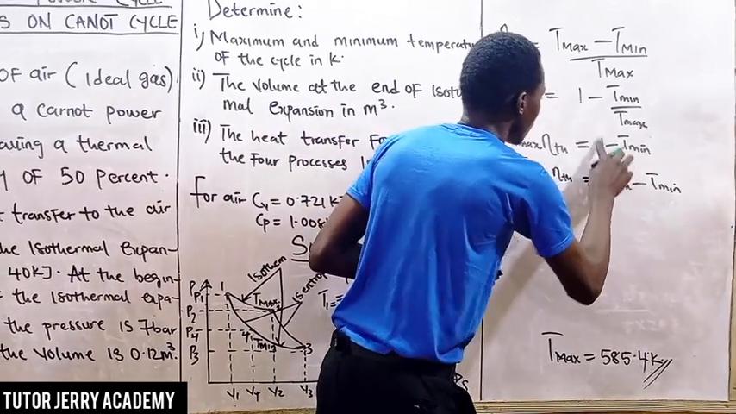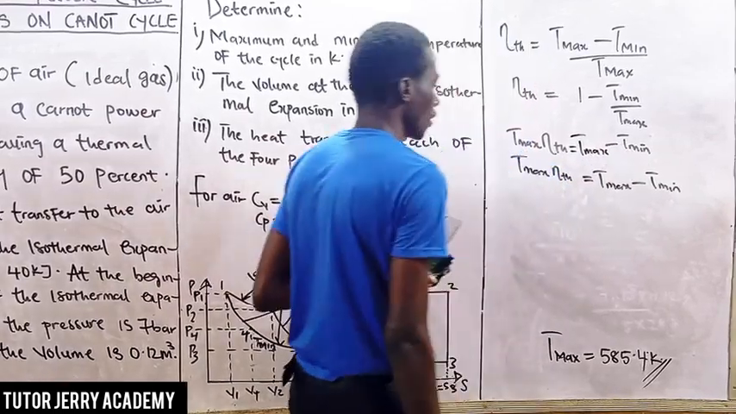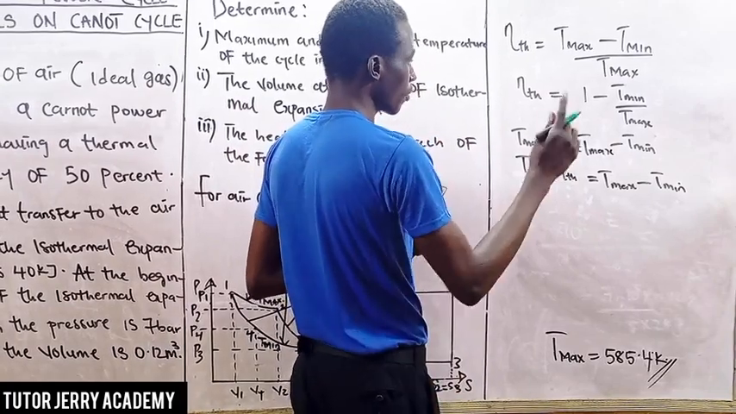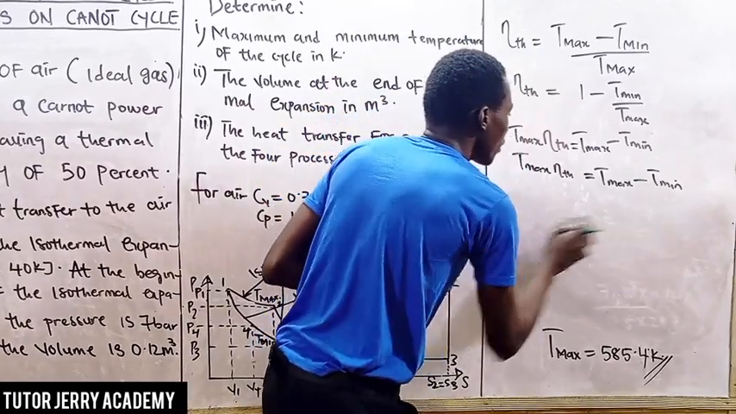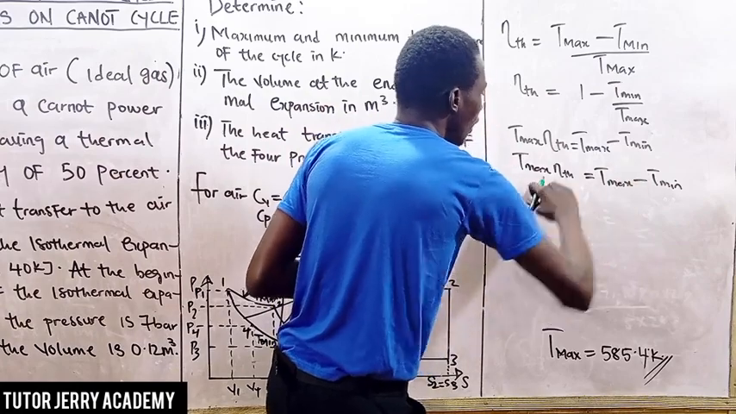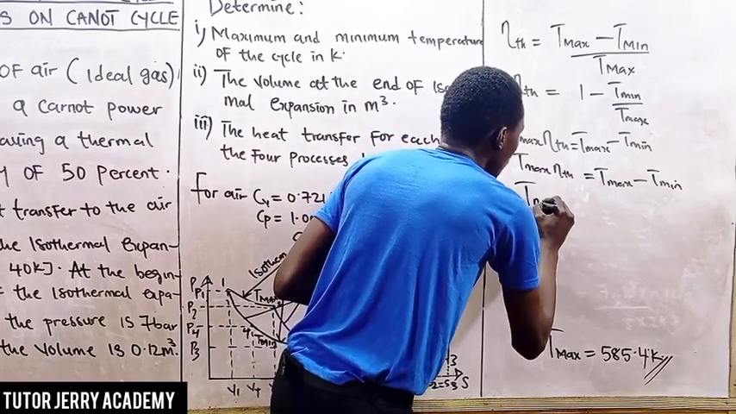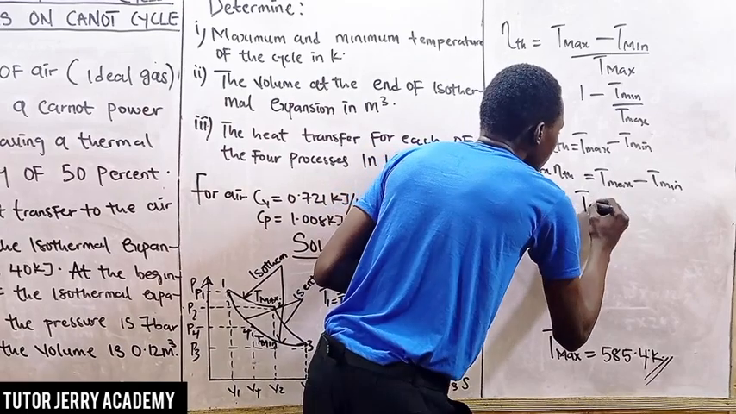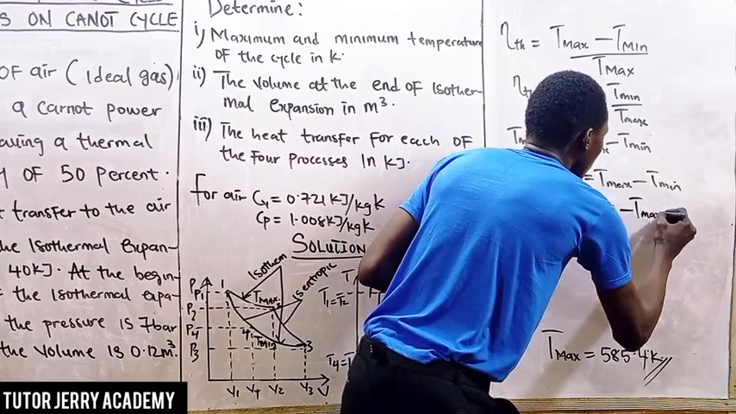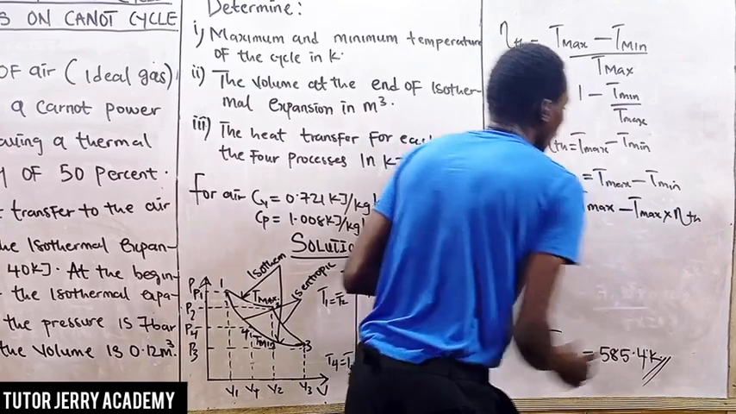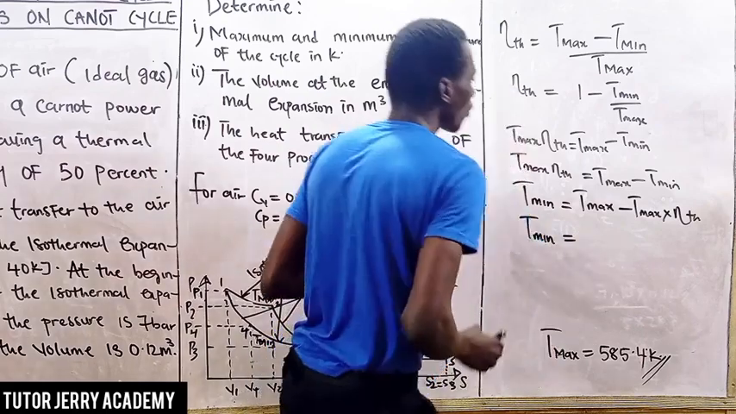Now, I can also make the correction here: T max here. So this is what we have by multiplying through by T max. So what do we do? Make T min the subject. I'll be taking T min to the other side and taking T max times efficiency to the other side. It implies that T minimum is equal to T max minus T max multiplied by the Carnot efficiency.